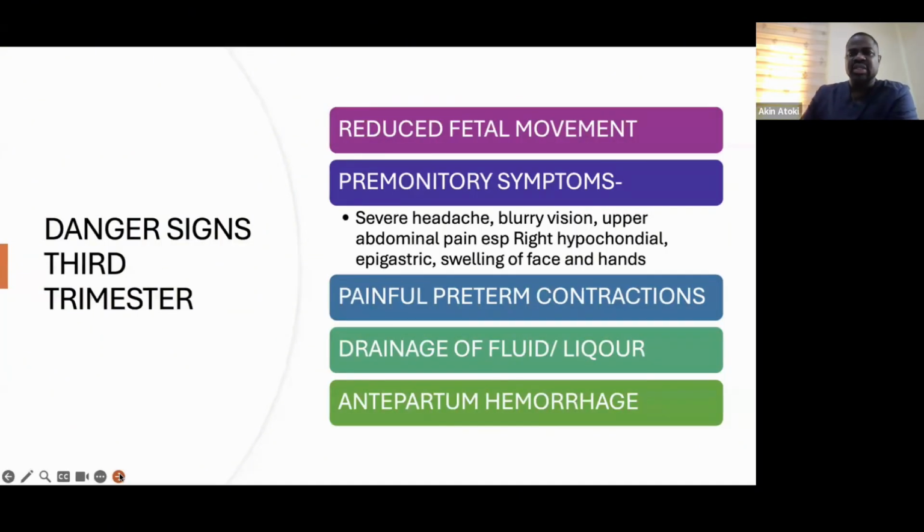In the third trimester, what are the things that you must look out for? Third trimester, from 28 weeks and above, if you have these complaints, danger signs, you have to get it checked out. Now, if you start having reduced fetal movement in the third trimester, you have to complain on time. We usually say that in more than 95% of cases, no baby just dies inside their mother, just like that.